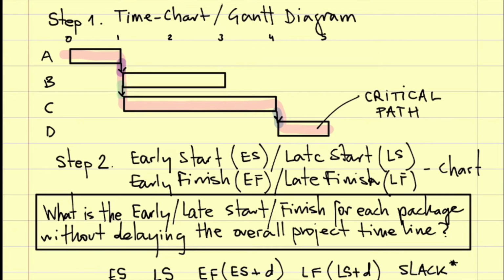Those work packages cannot be delayed. If I delay those work packages, then the whole overall performance of the project is delayed, and therefore we call them critical work packages, and they form the critical path of the project. Okay? Make sense?